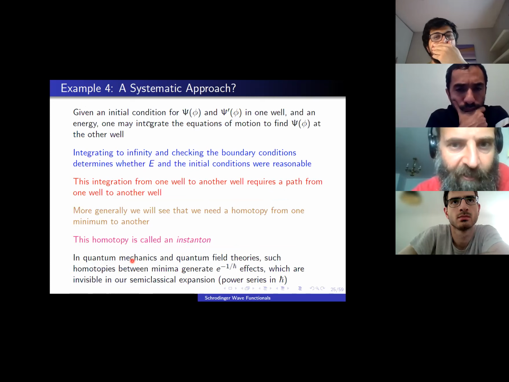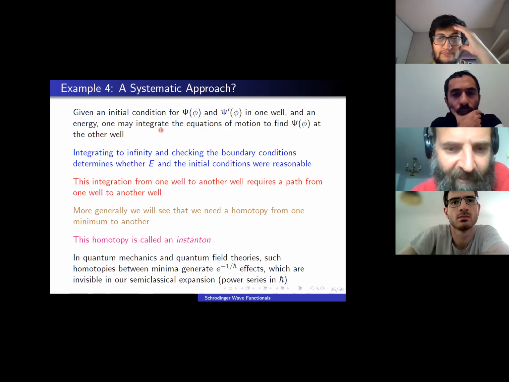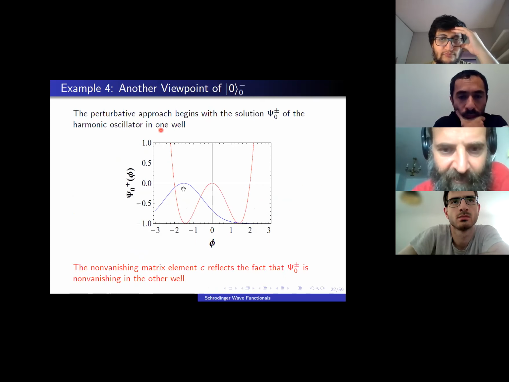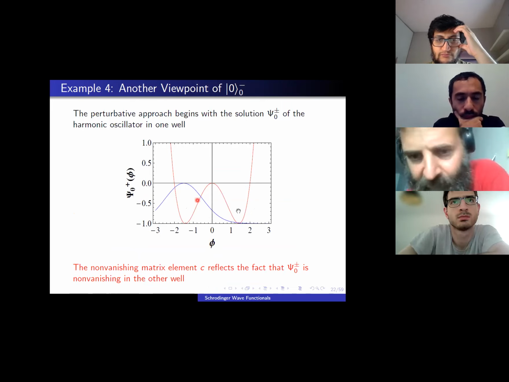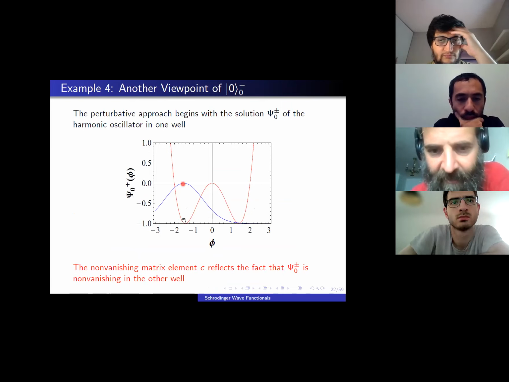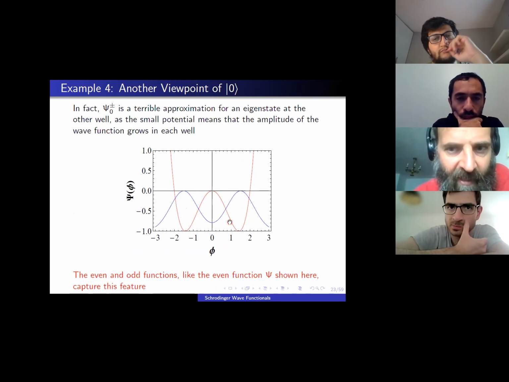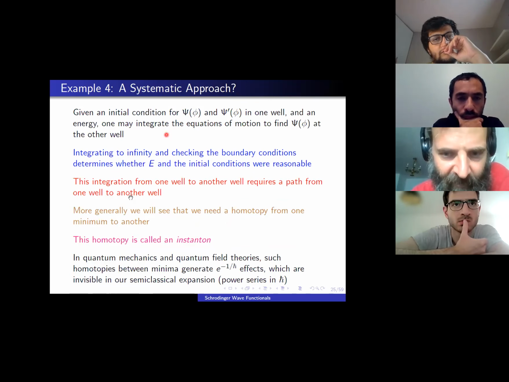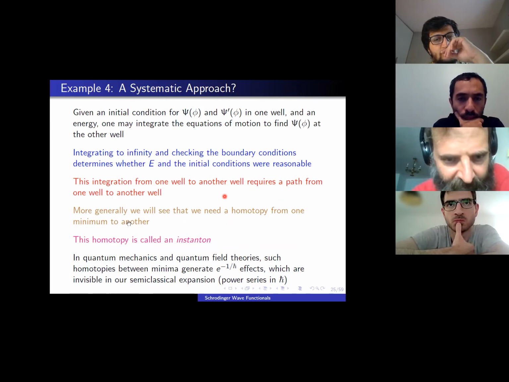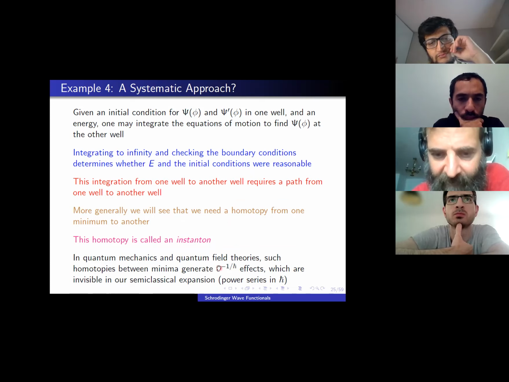Okay, so how could we try to do this more systematically? Well, systematically, the idea is you start at one minimum and you want to integrate over to the other minimum. So you need some kind of homotopy going from this vacuum to this vacuum. And those homotopies in physics are called instantons. It's a path from one minimum in the classical configuration space to another minimum. And these instantons always give you off-diagonal mixings, which go like e to the minus something over h bar.